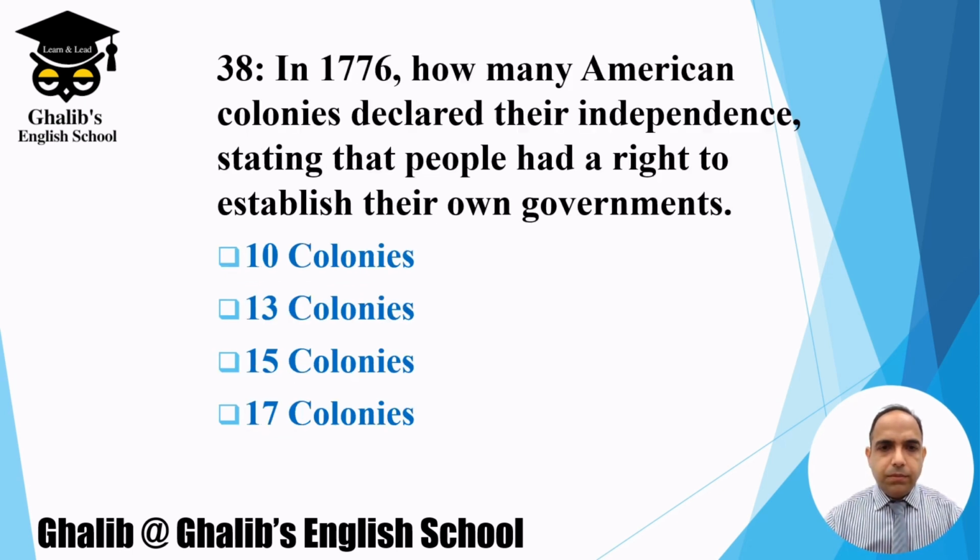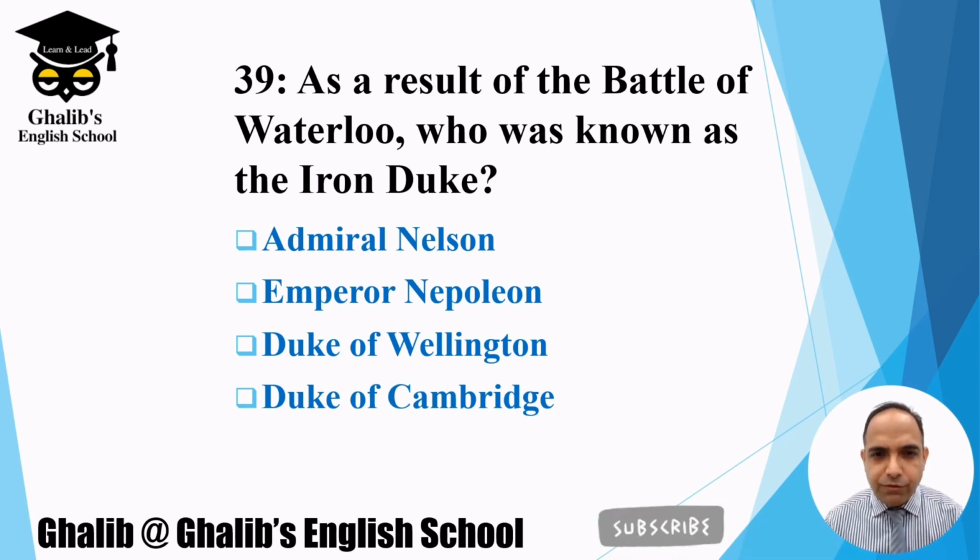We go to question number 38. In 1776, how many American colonies declared their independence, stating that people had the right to establish their own governments? Was that 10 colonies, 13 colonies, 15 colonies, or 17 colonies? So 13 American colonies declared their independence in 1776. Question number 39. As a result of the Battle of Waterloo, who was known as the Iron Duke? Admiral Nelson, Emperor Napoleon, Duke of Wellington, or Duke of Cambridge? This title was given to the Duke of Wellington, who later became Prime Minister of Great Britain.